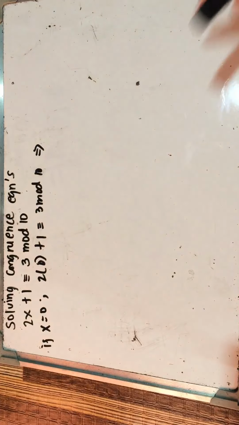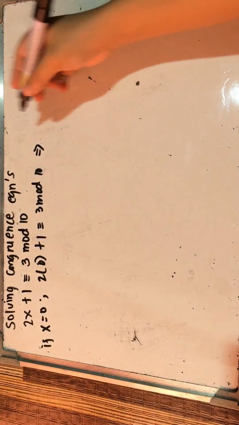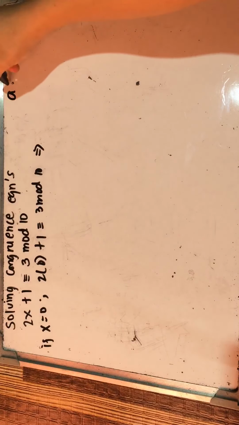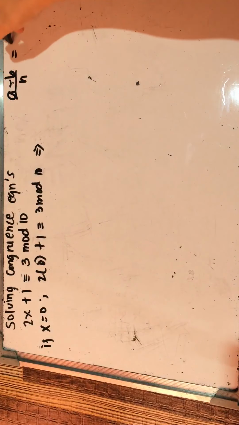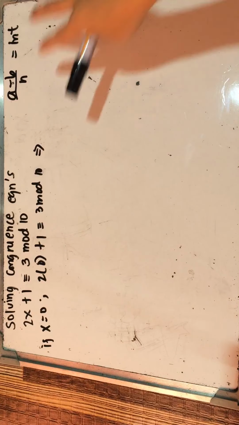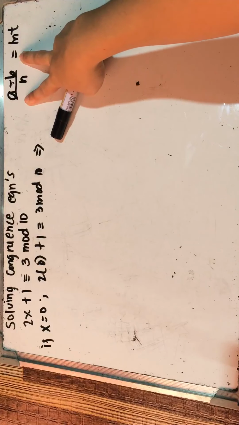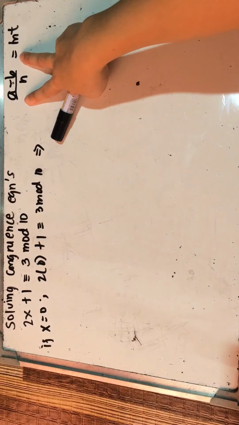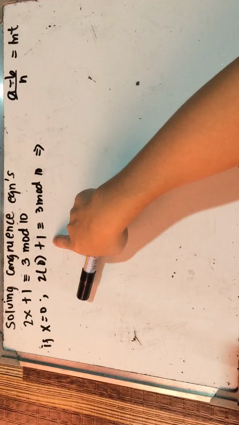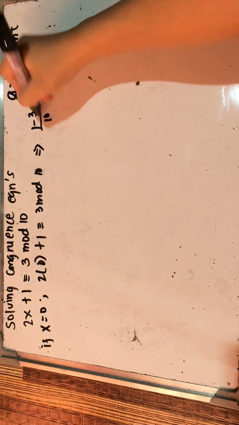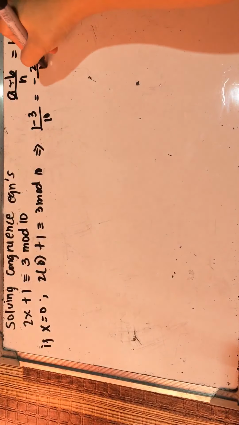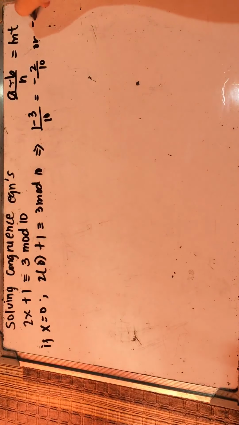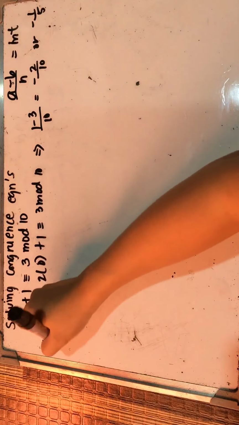So, magiging 1 na lang. And then, using the a minus b over n, it must be an integer. So, dapat dito natin ibabase to determine whether it is a true congruence or not. So, we have, ang value ng a natin is 1 minus 3 over n, yung 10. So, negative 2 over 10 or negative 1 over 5. So, that is not an integer. And then next, so x is equal to 0 is not a solution.